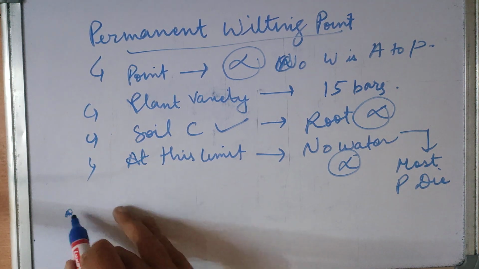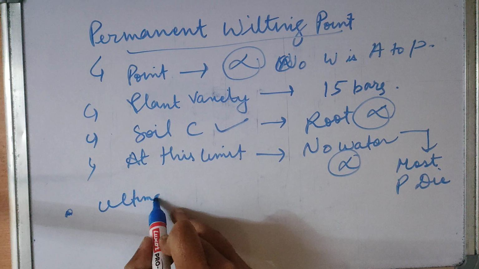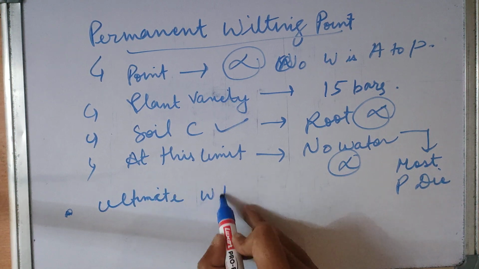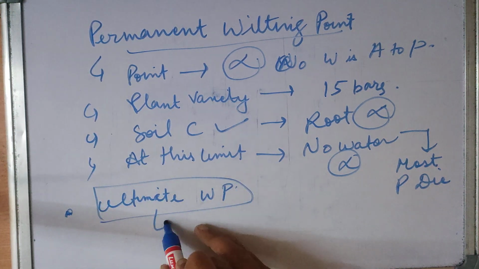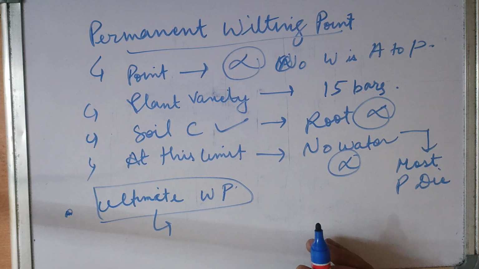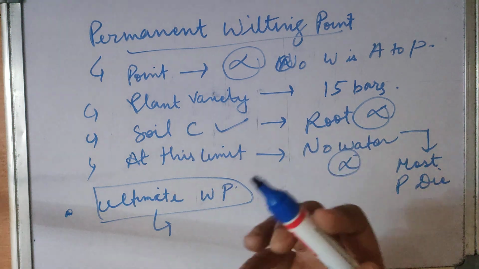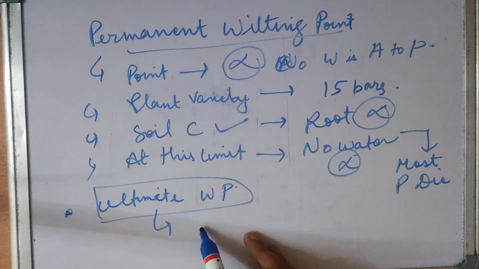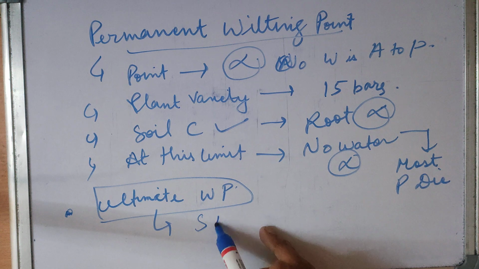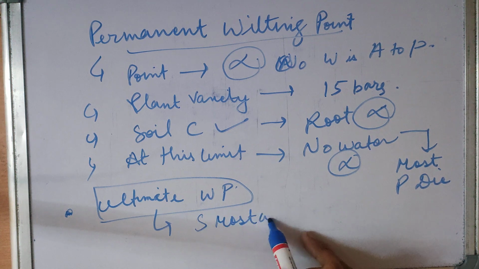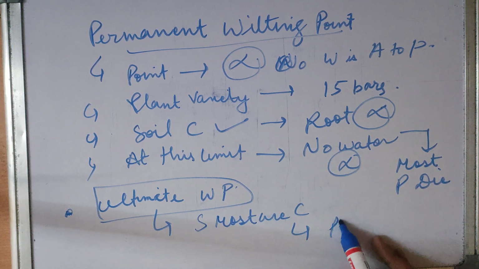Now moving to next, that is ultimate wilting point. What is this? It is the soil moisture content at which plants die. If you do not provide water at permanent wilting point, it will change into ultimate wilting point, the soil moisture content at which plants die.